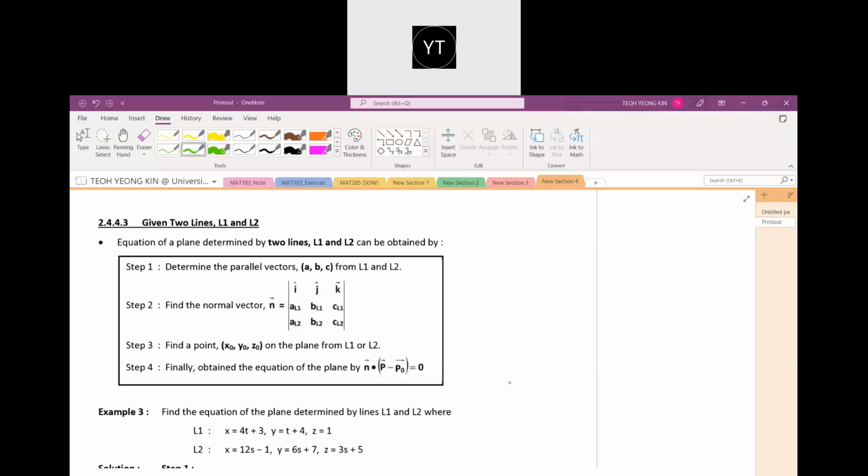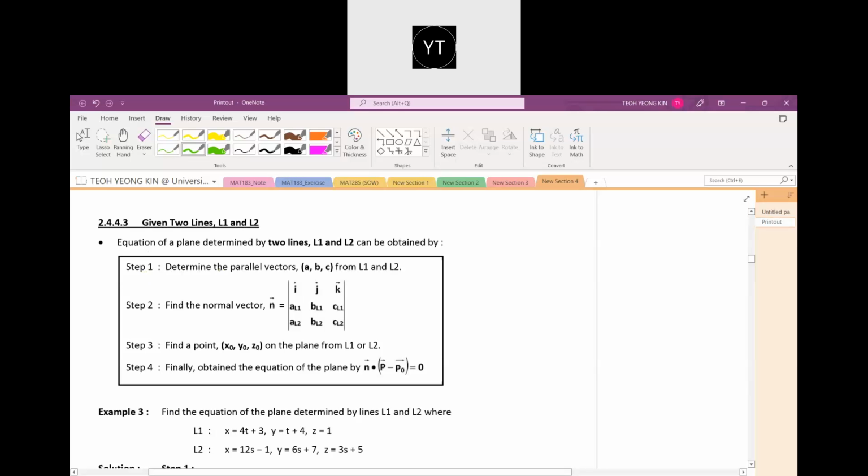So in this video, I'll show you the third scenario, where two lines, L1 and L2, are given on the plane. The equation of a plane determined by two lines, L1 and L2, can be obtained by these four steps. Step number one. This scenario is slightly easier than the second scenario.